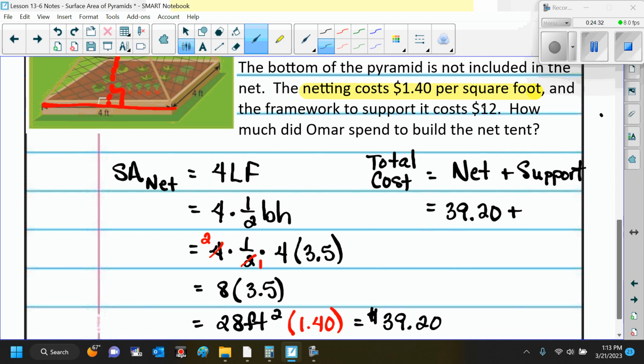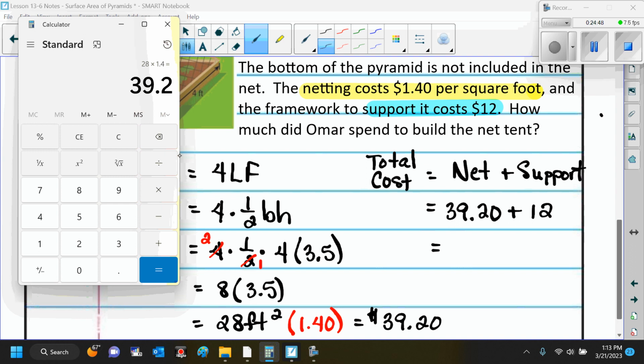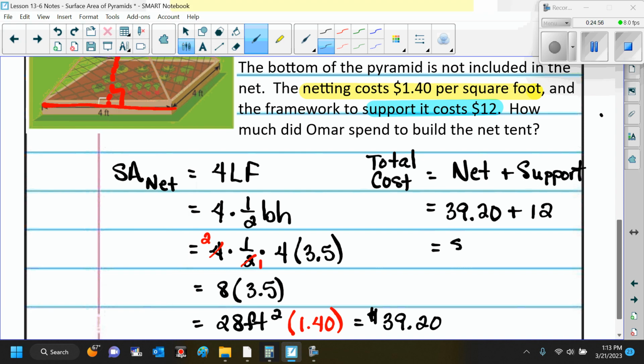Plus the support, it says here that the support costs $12. We didn't have to calculate anything for that. They just told us it's $12. So now you just add the $39.20 plus $12, and that gives you $51.20. This is the amount that he's going to pay to build that net tent.